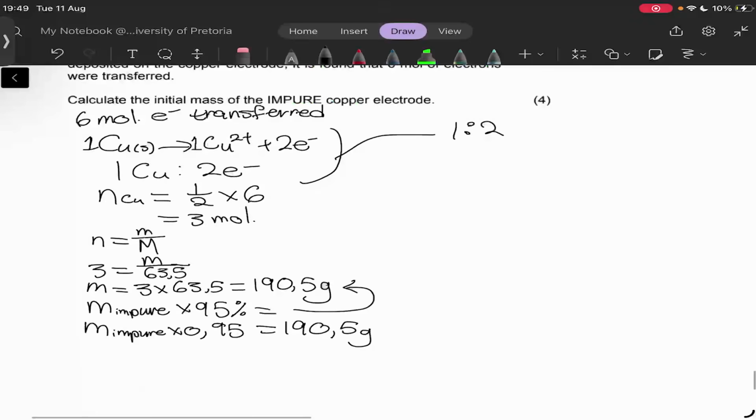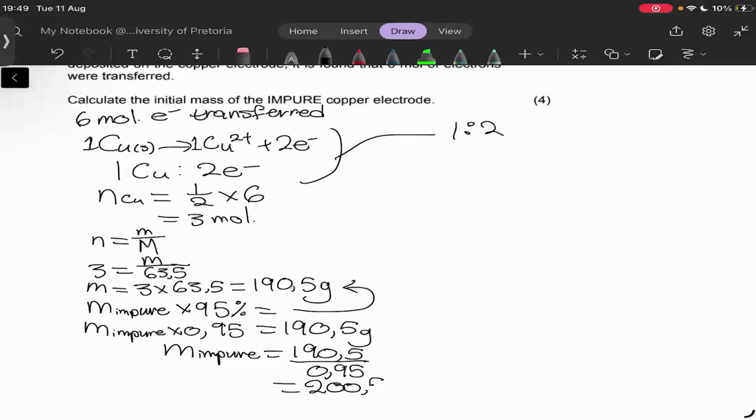So to get the actual mass of the impure, that's going to be 190.5 divided by 0.95, which then gives us a value of 200.53 grams. That's the total impure mass, initial. That's the answer to this question.